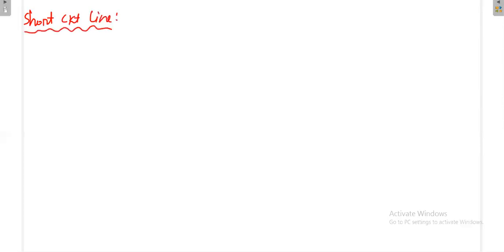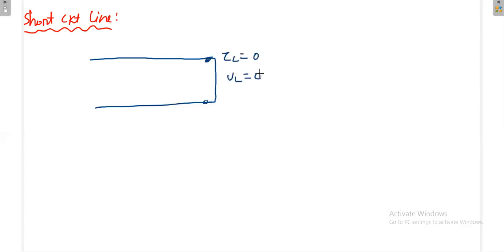Short circuit line. Again you are making a short circuit at the load end. Once you make a short circuit, what is the load impedance? That is 0. Then what is the voltage? Load voltage is also 0. But current can be anything, because some IL will flow. Even if it is short, the current can flow.